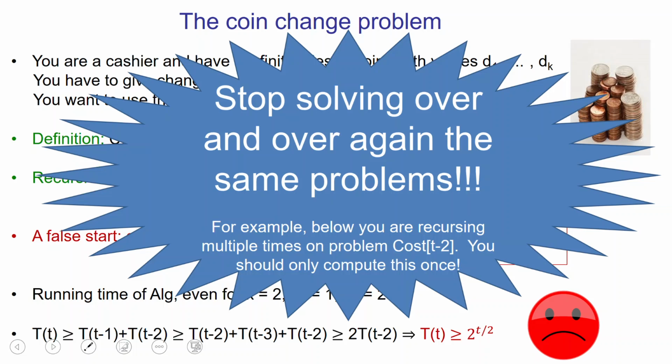For example, if you go back to the recursion here at the bottom, you had two occurrences of t minus 2. And what it means is that you're solving twice the problem of giving change for cost t minus 2. But this is not very intelligent. You should only do this once. And that's what dynamic programming does. It's only going to solve every subproblem once.